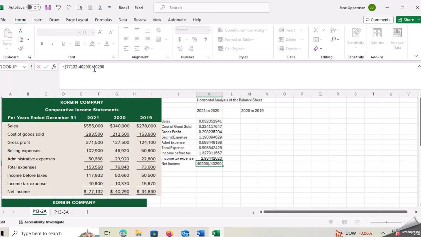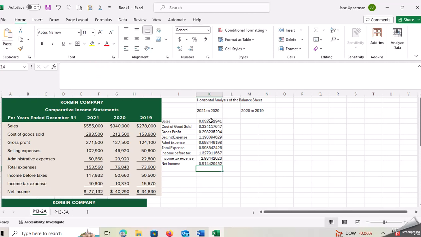I want that to be divided by. Then you can go in here, because these are really all percentages. If I go up here and make them all percents, then they change. I can add a decimal to it if I want to see a decimal, make it a little bit bigger. Then that shows us how each of those changed from 2020 to 2021.